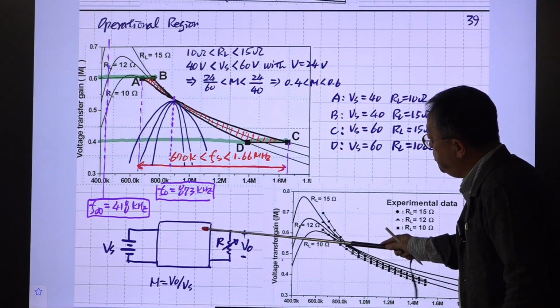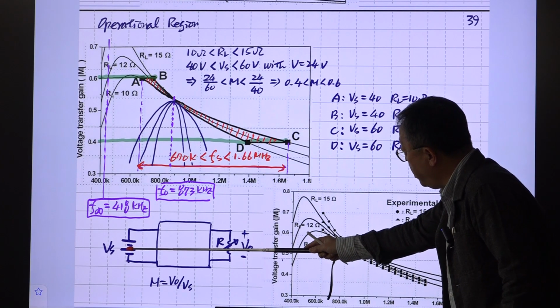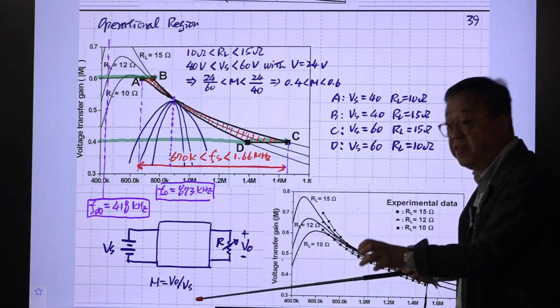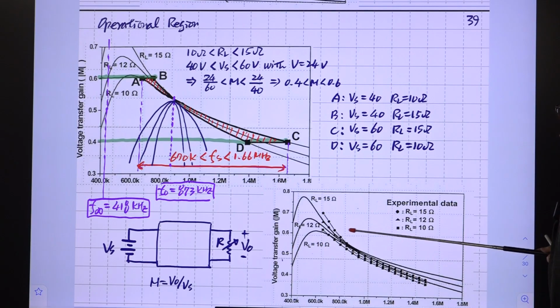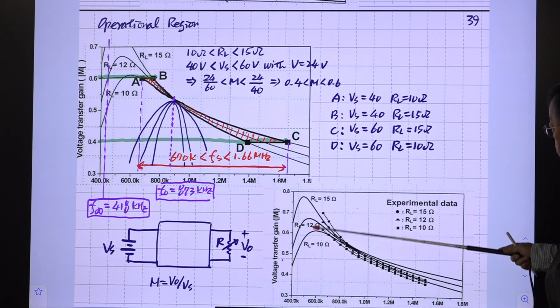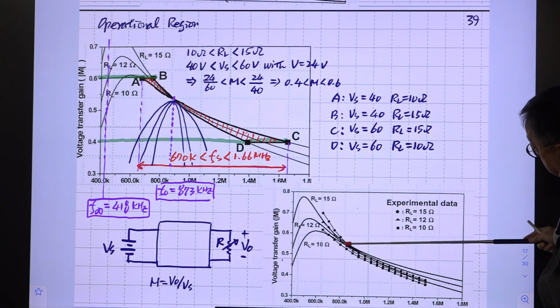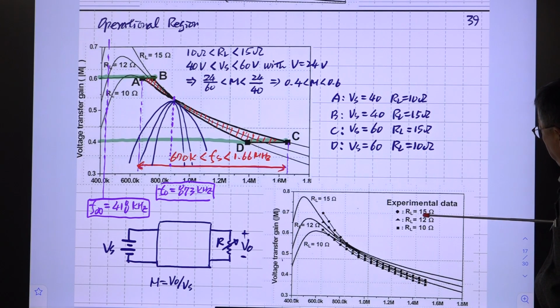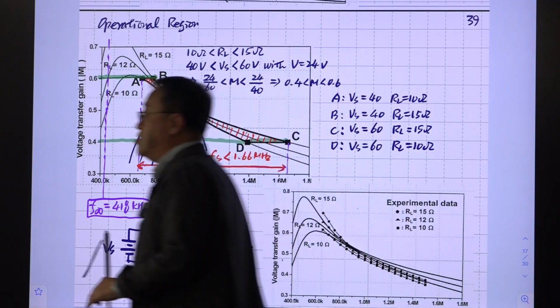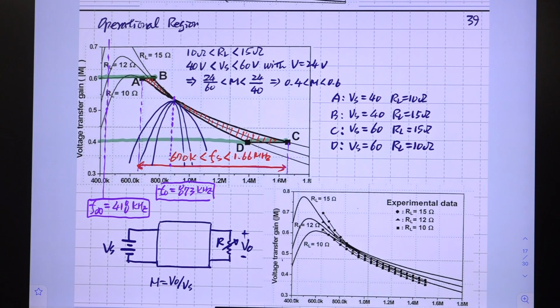This one is just the PCB winding. We applied AC and measured the AC: AC in, AC out. The ratio of the magnitude of the input sinusoid and output sinusoid is this point. This is the case of 15 ohm, 12 ohm, 10 ohm. So maybe we have some difference here. This comes from the R, since we didn't consider R in the simulation, and from the combined effect of the skin effect of the copper trace. But the trend is okay.